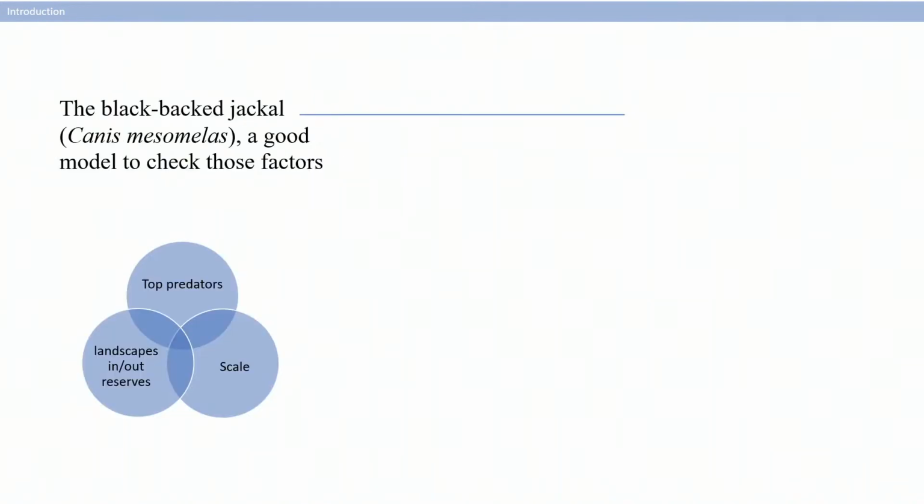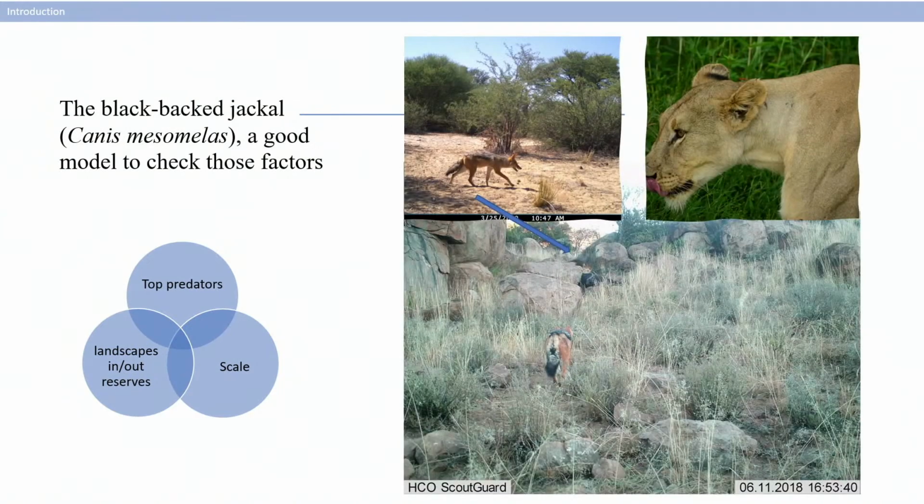So we thought the black-backed jackal could be a good model to check on those factors, how the top predator, the land uses, and the habitat interact to determine the presence and the distribution of this animal. As we know, this is a very tolerant and generalist species. It can cross the reserve regardless of different situations. That's what we want to see, whether the surrounding matrix affects the probability of jackals occupying a reserve. It also has an important relationship with carnivores. It can be positive, it can be negative as well.